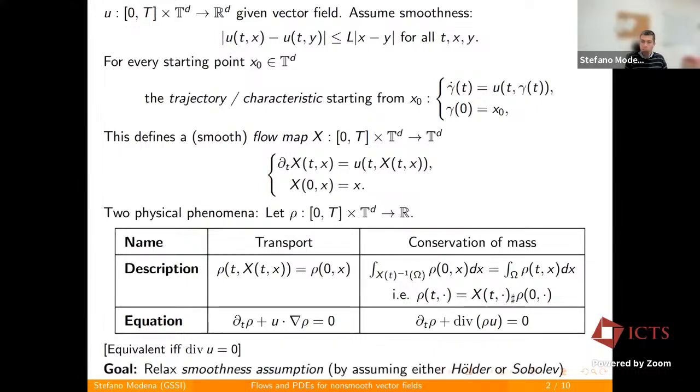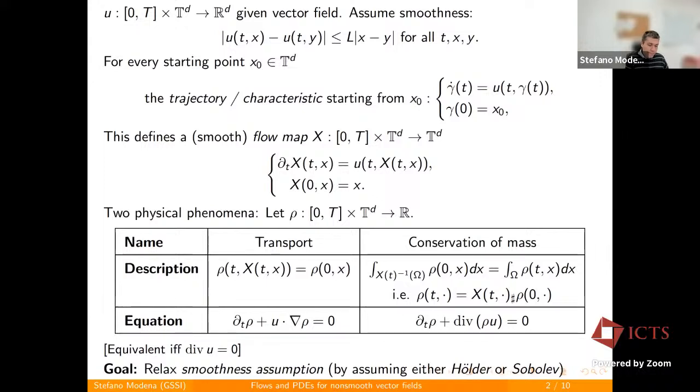the smoothness assumption. So the smoothness assumption was this Lipschitz continuity in space. So relaxing the Lipschitz continuity means typically that either you go for Hölder continuous functions, where you reduce the number of derivatives that you control, or you look for Sobolev, so for vector fields in Sobolev spaces, where you do not reduce the number of derivatives that you control, but their integrability.